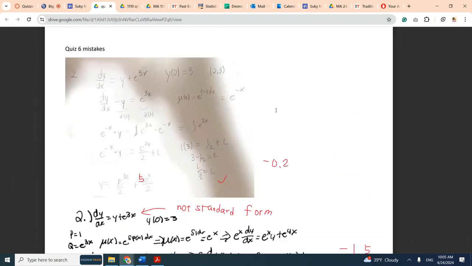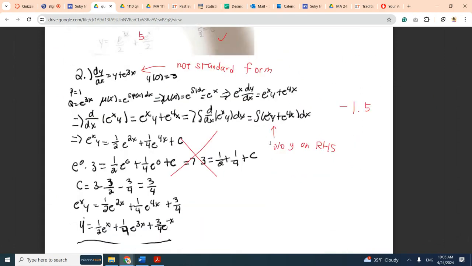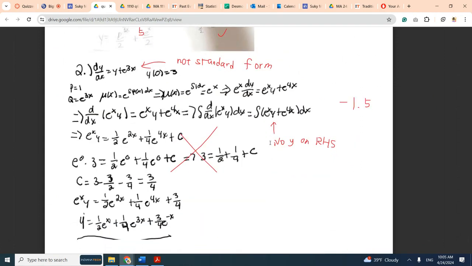Okay, let's look at our mistakes. So here, yes, you see it's right. And then when you put it back here, you'll see 5 over 2. Be careful. And here, do you see this is not the standard form? You must be careful about your setup. The first step, make it to the standard form. Everybody say standard form. Standard form.